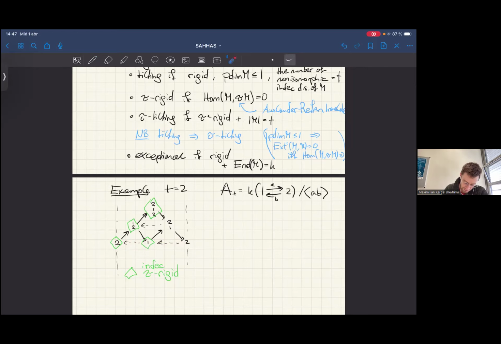But we can see that here we have this module, which is the injective at 1. Its Auslander-Reiten translation is the projective at 1, but it does have a map factoring through 2 that goes there. So this is not a tau rigid module.